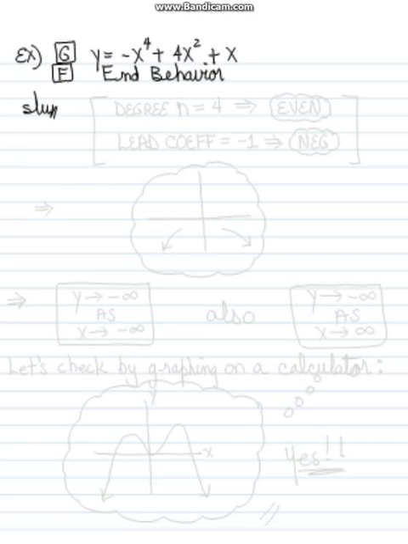Given y equals negative x to the fourth plus 4x to the second plus x, find the end behavior. That's how the graph acts at the far left and the far right of the graph. It doesn't say what's happening in between.